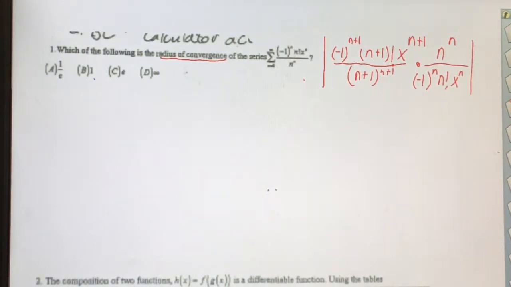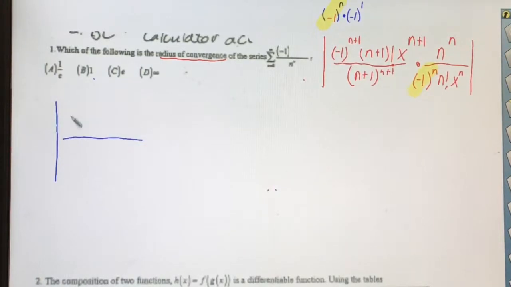Let's try to rewrite some of this so it's easier to see. Negative 1 to the n plus 1 is the same as negative 1 to the n times negative 1 to the first. And notice that this negative 1 to the n and this negative 1 to the n are going to simplify. So I'm going to start my new simplified version over here. And I'm just going to have a negative 1 to the first, which is negative 1.